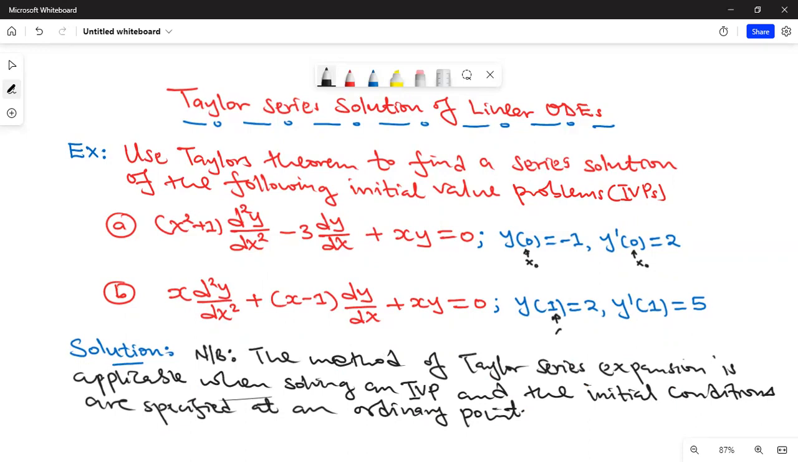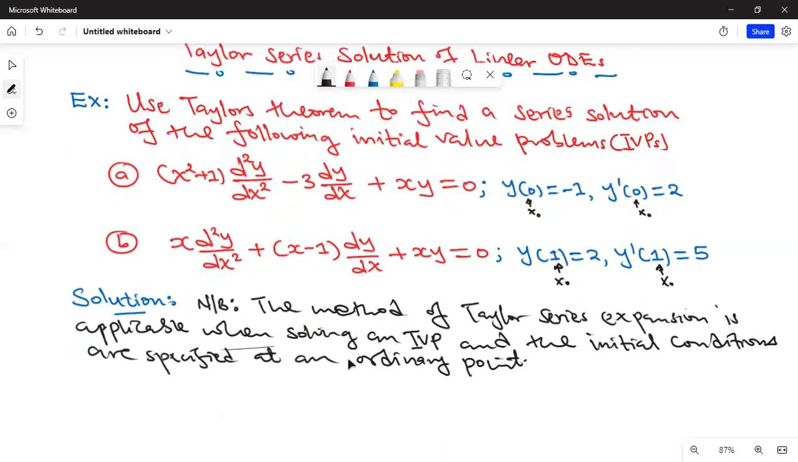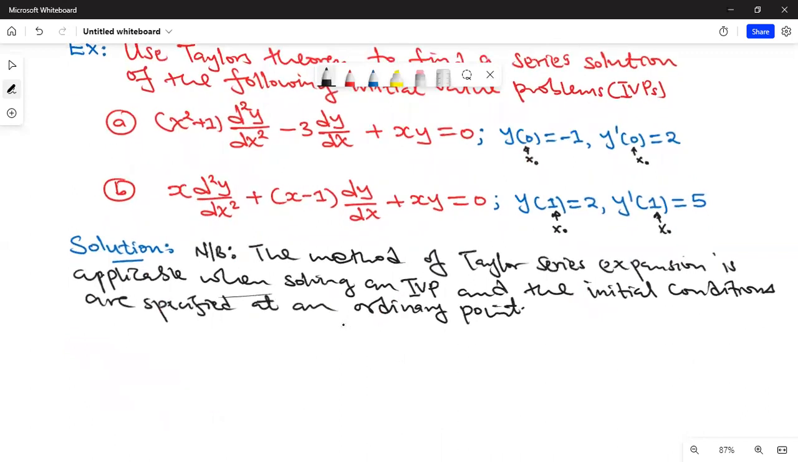Even here, x0, this again is x0. Those points must be ordinary. So let's look at part A. In part A, I can write this in prime notation. Our equation is (x squared plus 1) y double prime, remember, that's a function of x, minus 3 y prime of x plus x times y, remember, y is a function of x, is equal to 0.